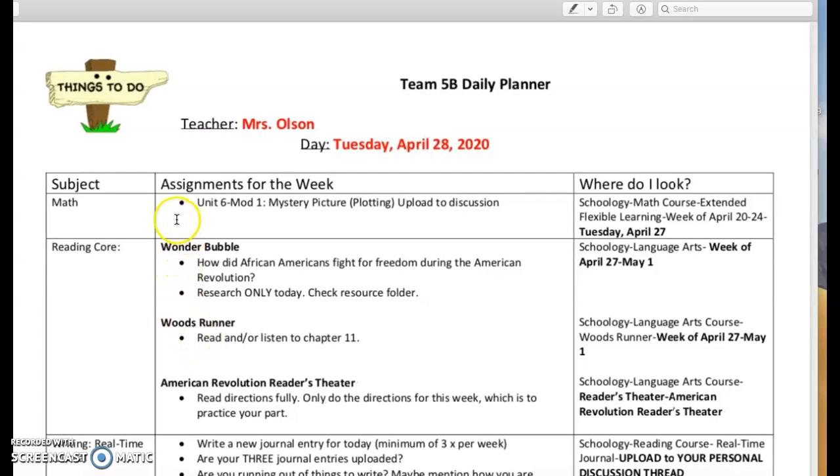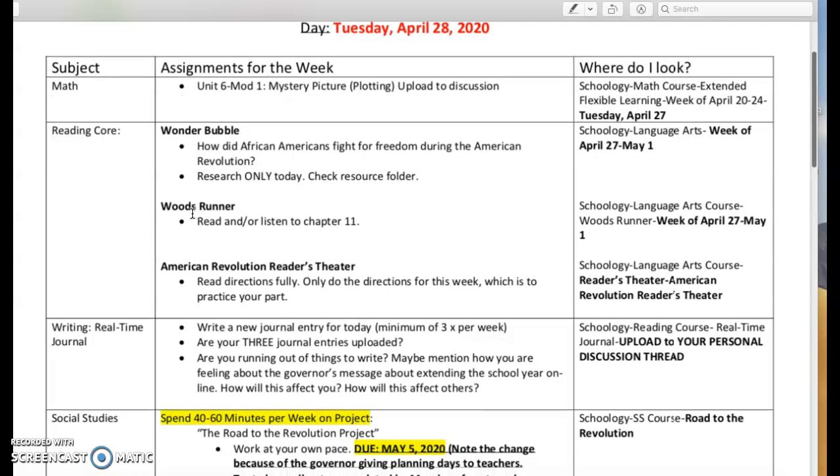So the new things are in math. You are going to be doing a fun mystery picture. Make sure that you upload your mystery picture to the discussion when you have completed it today, and enjoy having fun.